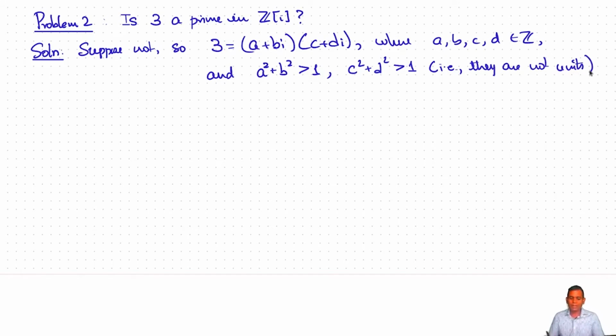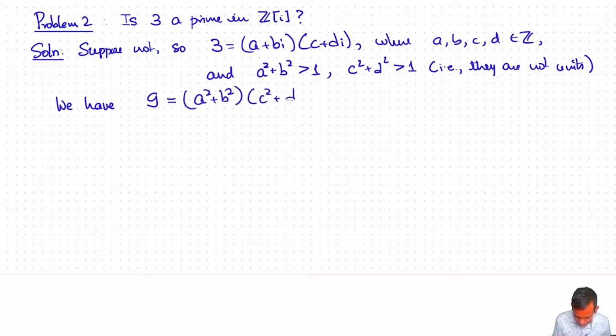Now let's use the multiplicativity of this norm, the absolute value of complex numbers squared. So that's also multiplicative. So we have that 9 is equal to (a squared plus b squared) times (c squared plus d squared), just taking norms of both sides of this equation and squaring.